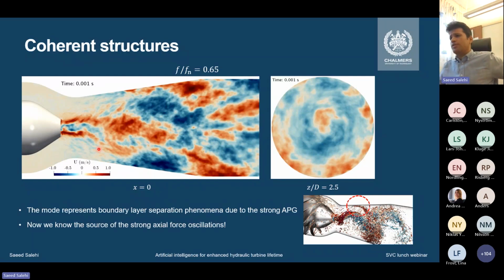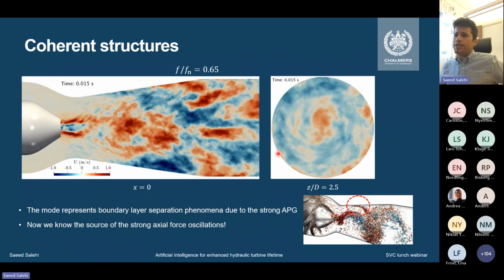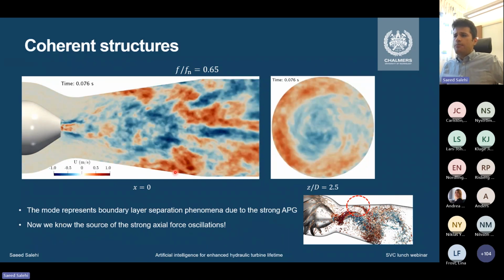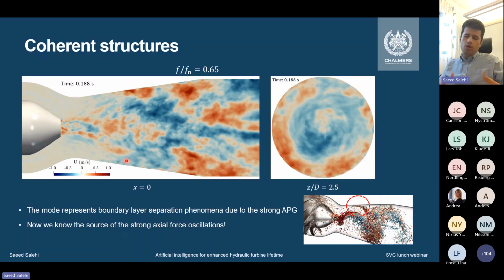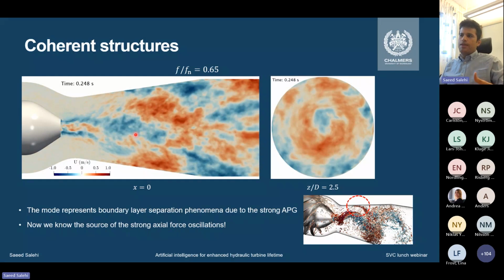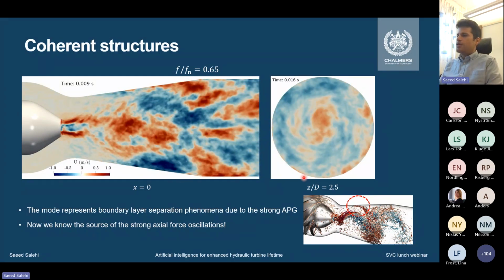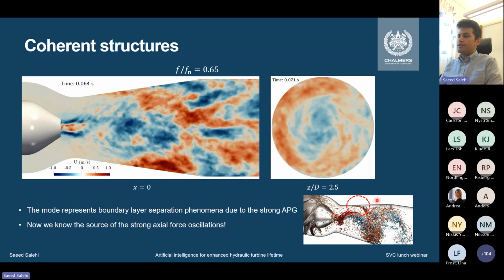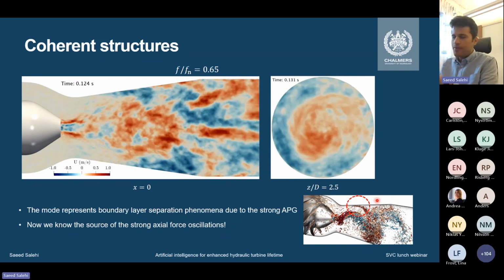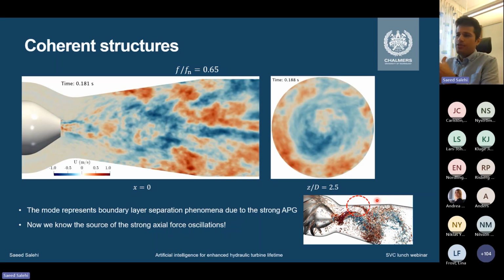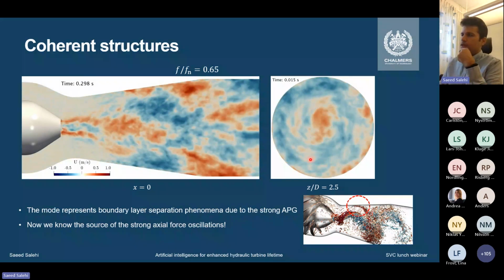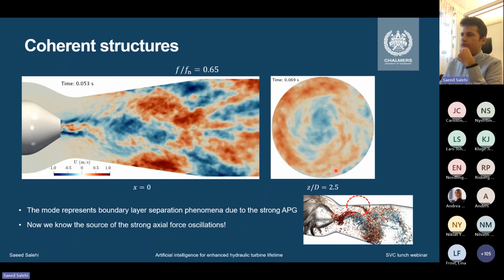But more interestingly for us was that when we looked at one of the specific modes and its dynamics, we can see that the mode is mostly active close to the wall of the draft tube or test section, and is very close to where the boundary layer separation due to a strong adverse pressure gradient happens. And also in the axial section, we can see a similar effect.